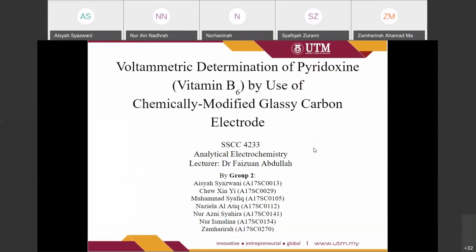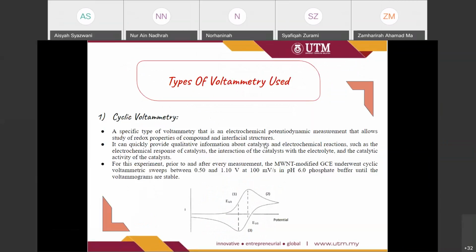Assalamualaikum and very good evening to Doctor and to all our friends. Today we will present about our topic. The first part is about the type of voltammetry used in this experiment. There are two types, first cyclic voltammetry. This is a specific type of voltammetry that is an electrochemical potential dynamic measurement that allows study of redox properties of compound and interfacial structure.